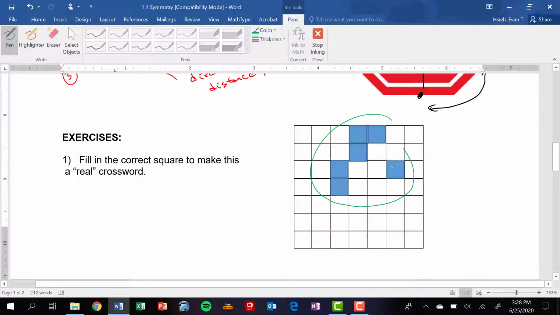So this particular square right here is just going to end up right over here. And likewise, this square right here is going to end up over here. And I can keep on doing all these same things. This one here will just end up right over here.